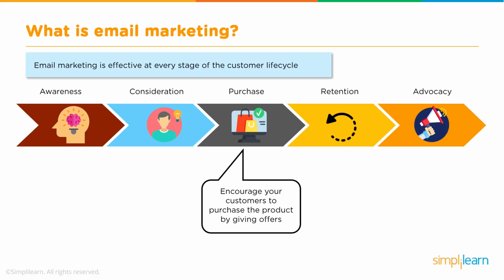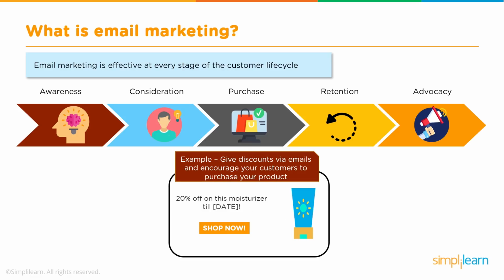Let's talk about purchase, the next step in the life cycle. With purchase, we can send an email that encourages that customer to purchase our product by giving an offer. For example, we can give a discount. Discounts always tend to work. So that moisturizer that particular customer was considering buying, well, they can move from consideration to purchasing because we're going to offer them a discount they can't refuse.